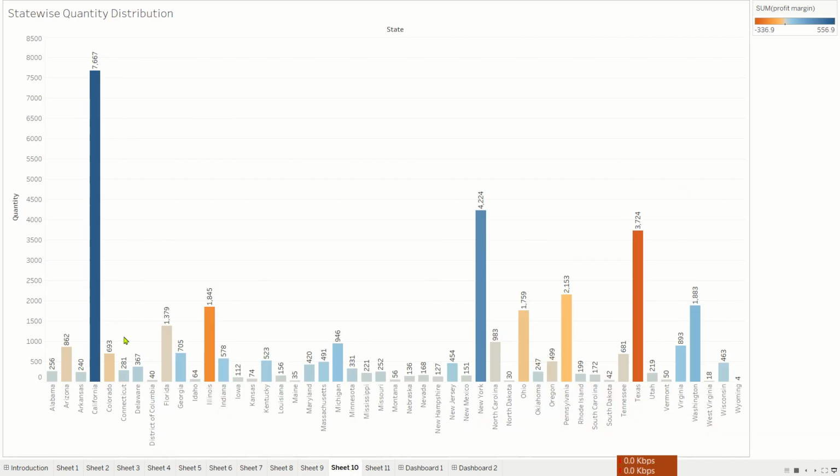Next, if we see the state-wise quantity distribution, how much quantity each state distributes or provides, then we see that California has the highest quantity, New York the second highest, and Texas the third highest. Also their profit margin shows that though their quantity is much larger, their profit is relatively quite small. Therefore they face too much loss while their quantity is really large.